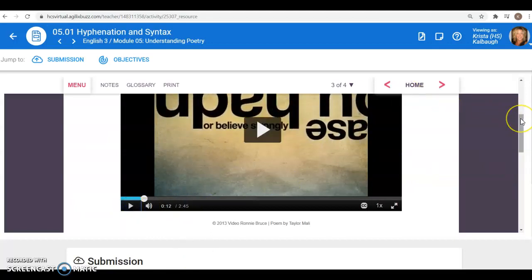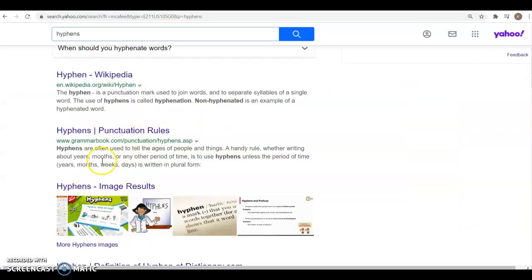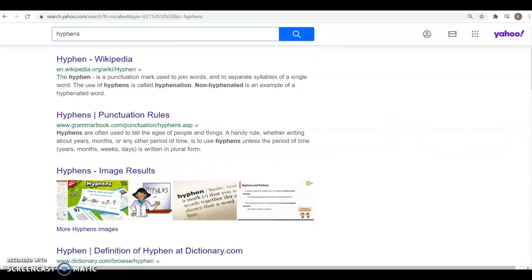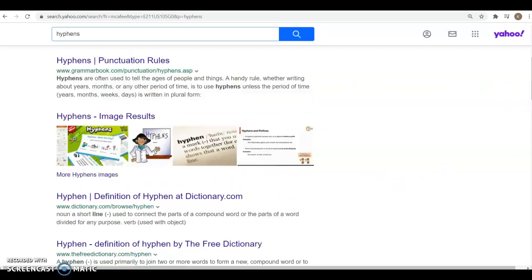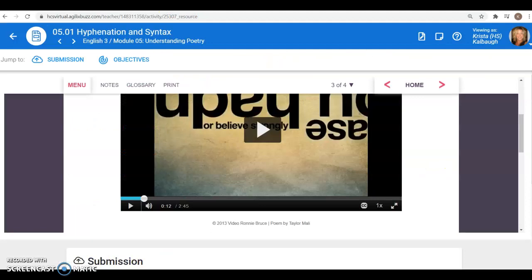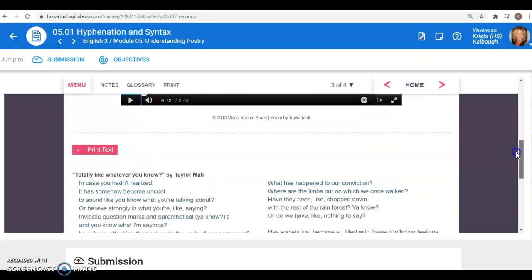You can tell the speaker uses inflection in his voice that's meant to be heard because of the syntax and the hyphenation in the poem. Just a reminder that a hyphen is a punctuation mark used to join words, to separate syllables of a single word, and for the ages of people and things. You'll use it to join compound words. It could be used to divide a part of a word for a purpose. If you need to review that, make sure that you do. This is going to be important for your quiz.